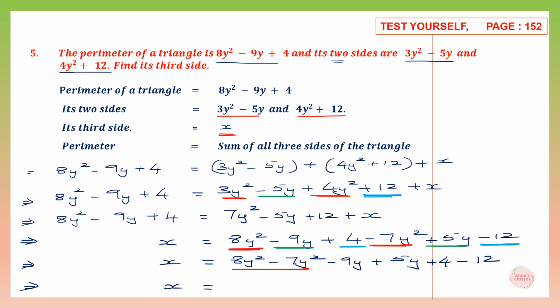X is equal to 8 minus 7 is 1, 1y square, or you can simply write y square. Then take this. Minus 9 plus 5, put the sign of the bigger number and subtract. 9 minus 5 is 4, 4y. Then take the next slot here. So here signs are different. Put the sign of the bigger number and subtract. 12 minus 4 is 8. So now what have we found? We have found the third side. We were asked to find the third side. We said let it be x, and now we found x to be y square minus 4y minus 8.